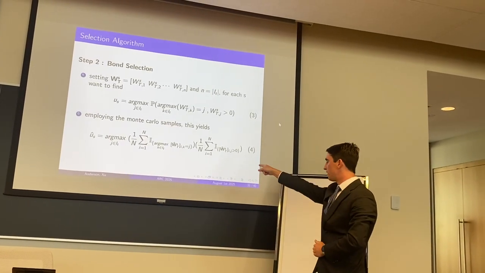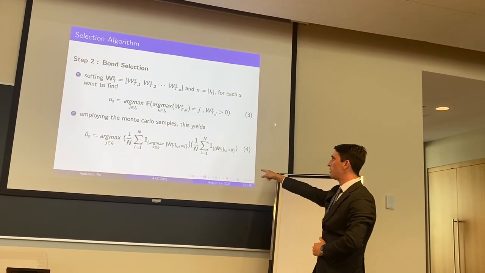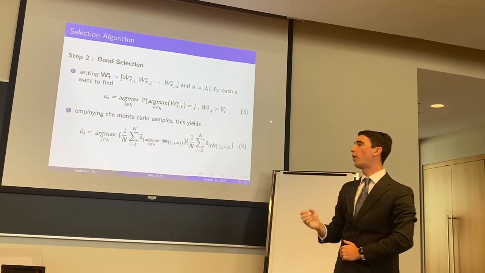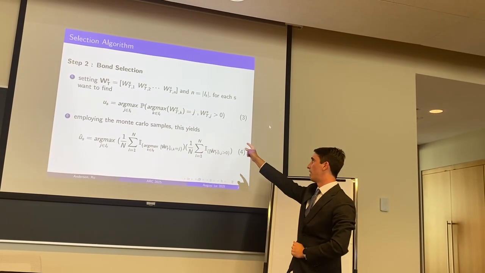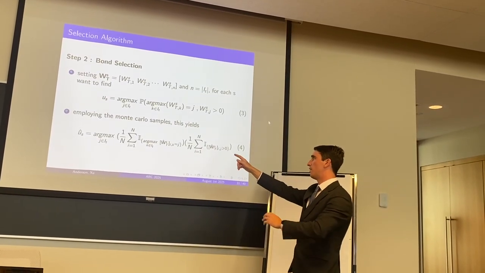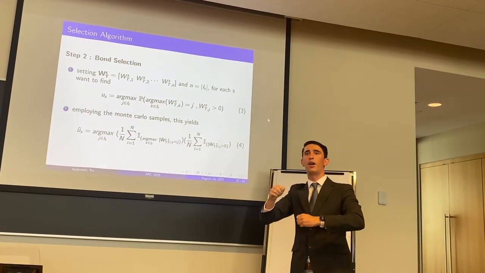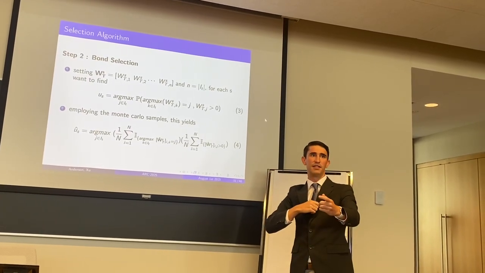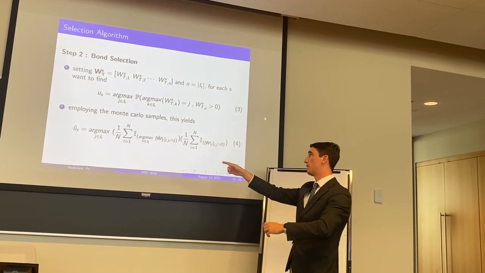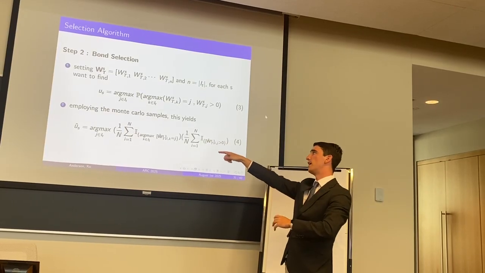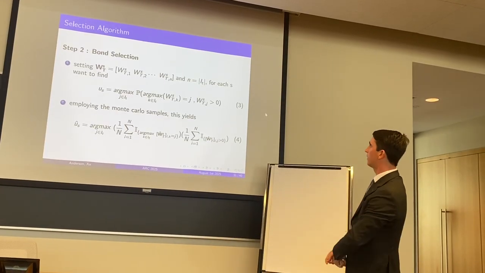So this is the estimation procedure we do. We use our Monte Carlo samples as part of the estimate for that probability to then figure out which choice of bond within that W function maximizes it. So this is how we choose our bond. This gives us the index that we want. All right, on to the next one.